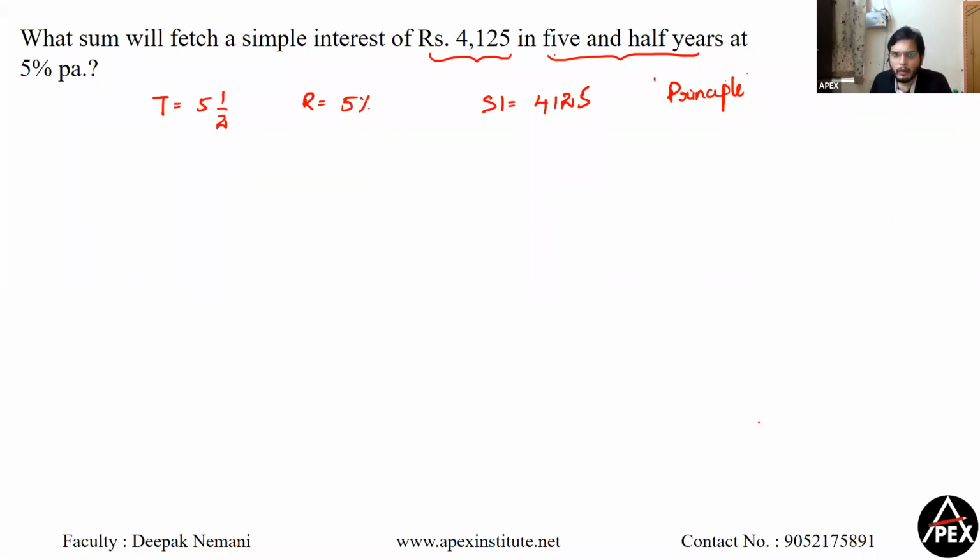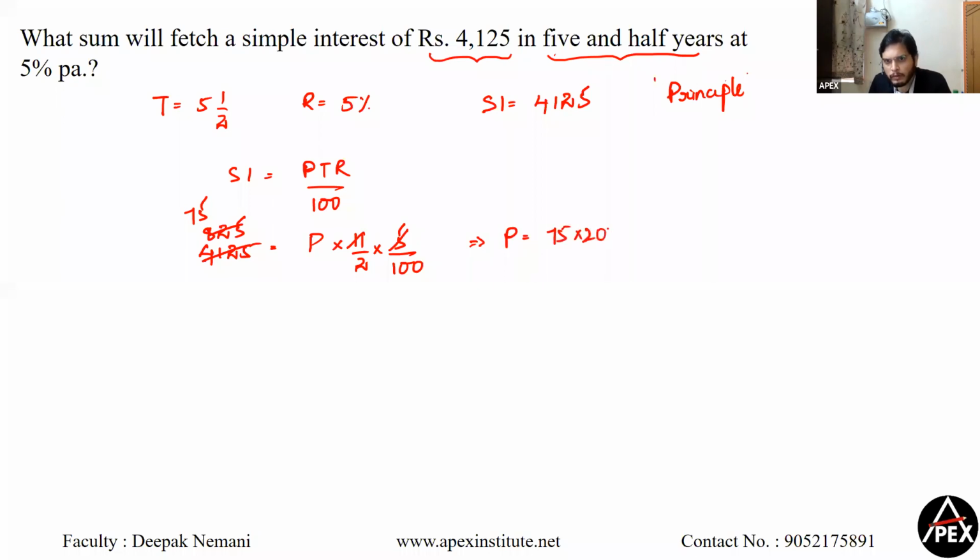Okay, so just substituting that in the formula, SI is equal to PTR by 100. So here we are given SI 4,125 is equal to principal, we need to calculate that, into time period, this will be 11 by 2, into rate of interest 5 by 100. So this will be 5, 8, 25, and this will be 75. So principal is equal to 75 into 200. So this should be equal to 15,000. So 15,000 should be the answer for this question.